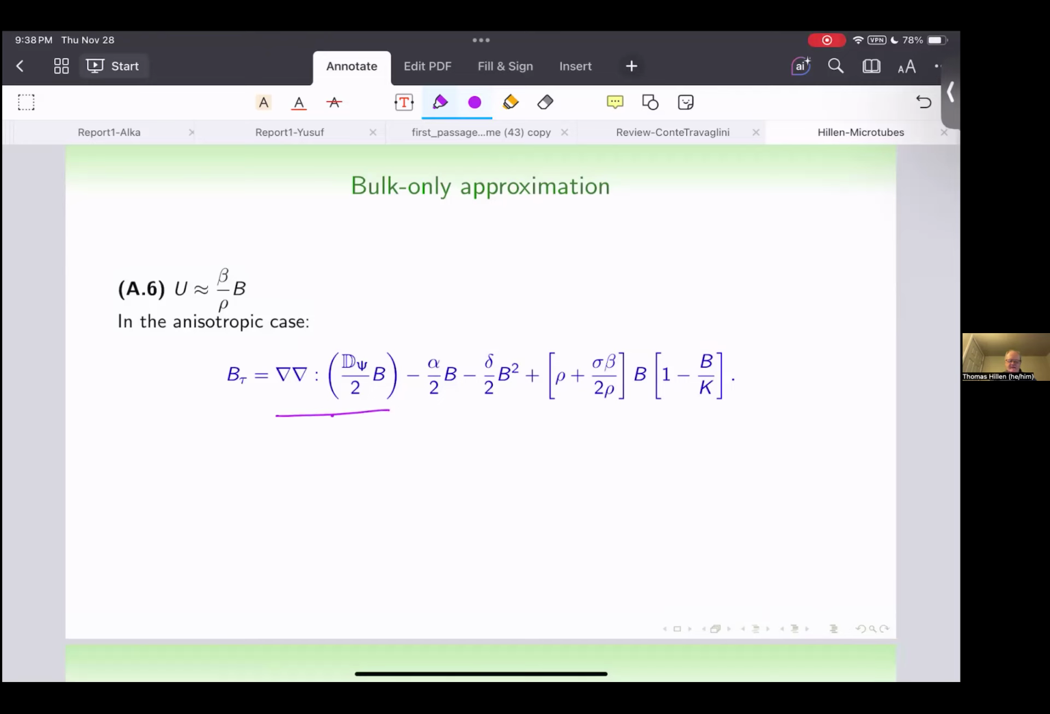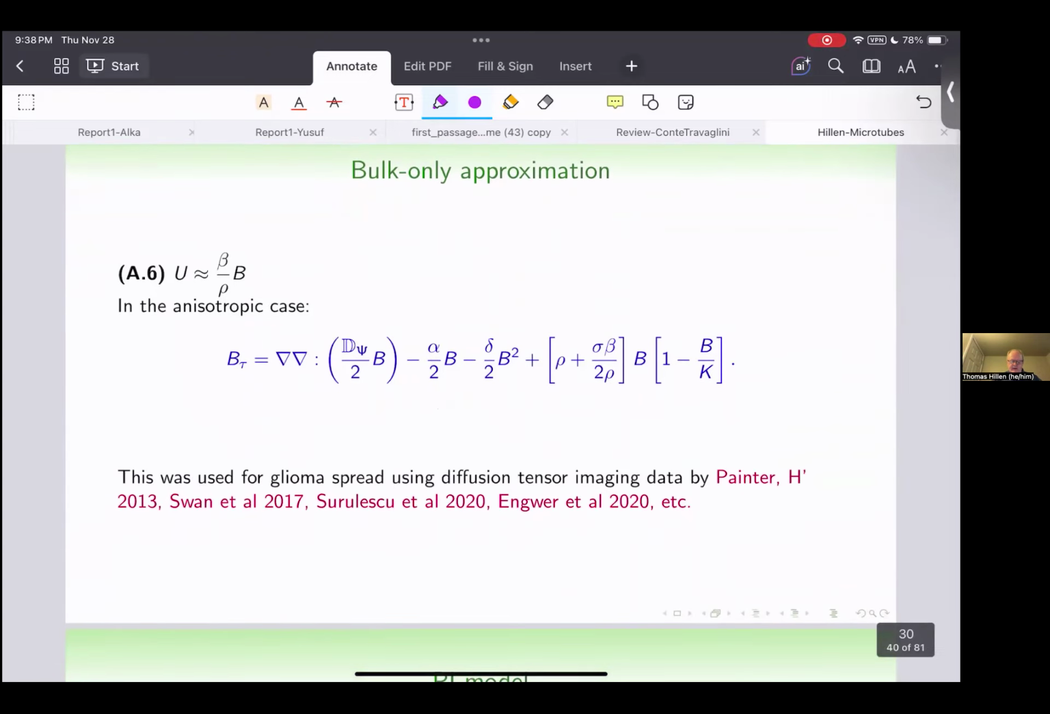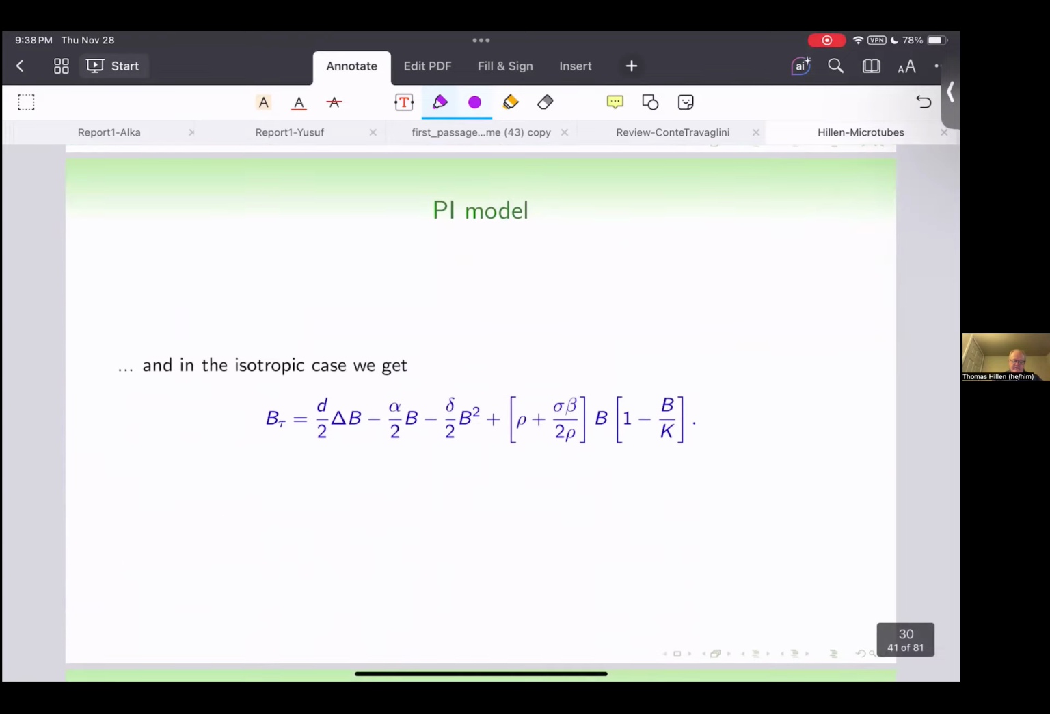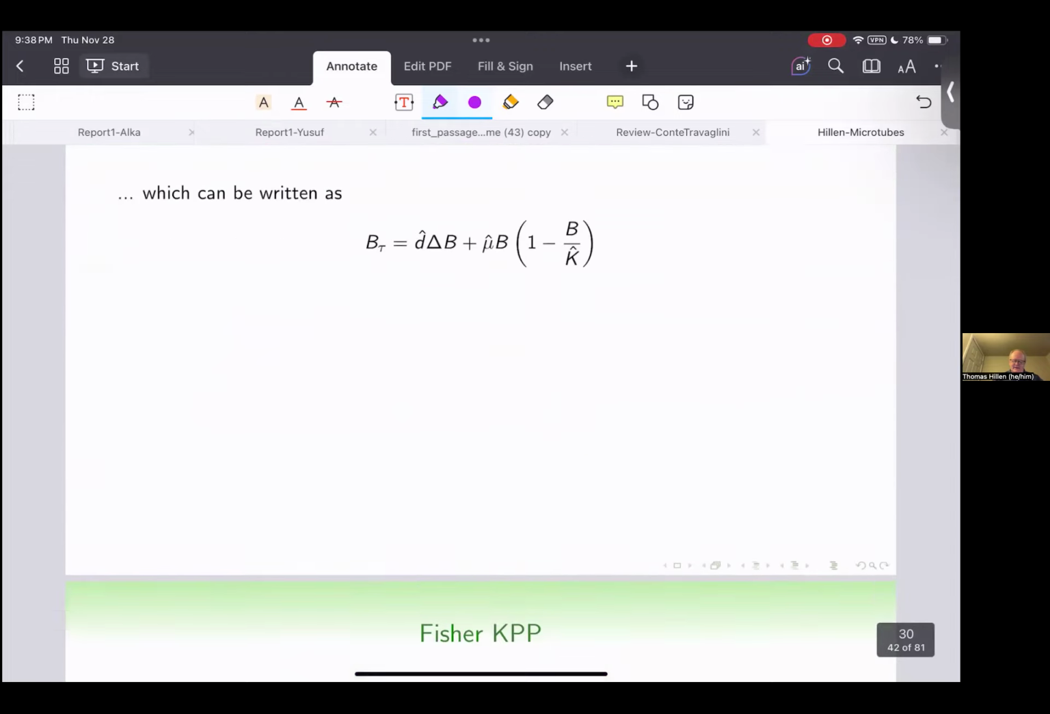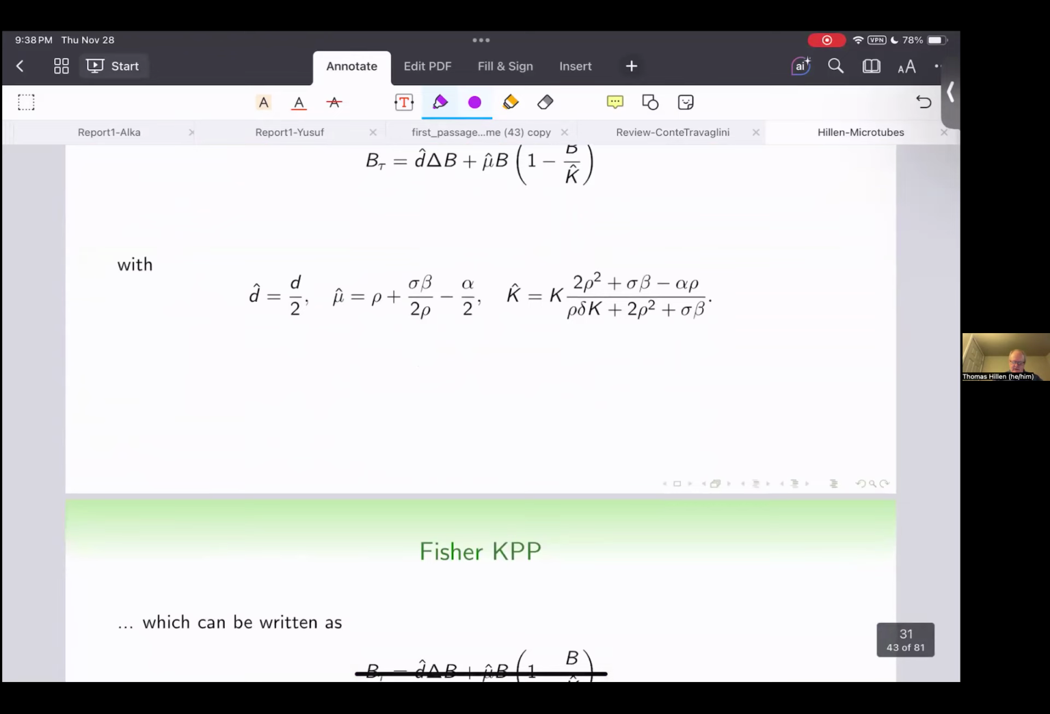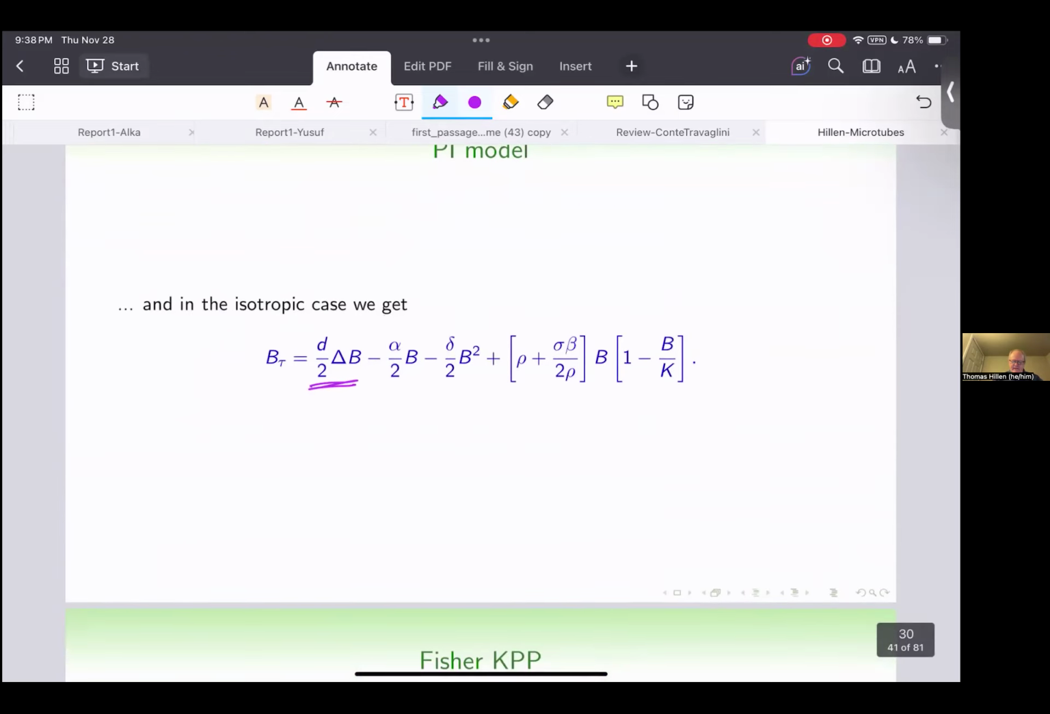And if we assume this parameter as well, then we can reduce it to one equation just for the bulk, where we have anisotropic diffusion here, or we can have isotropic diffusion later. But first, for the anisotropic case, this is the anisotropic model, which I looked at with my collaborators a lot. And if we do consider the isotropic diffusion here, then we get the Swanson model. Yeah, okay, sorry, guys. So the PI model here.